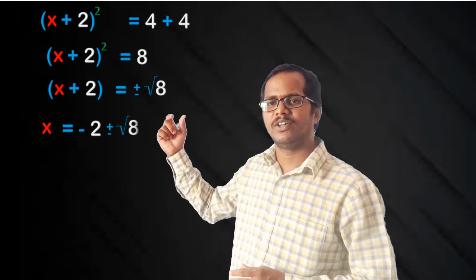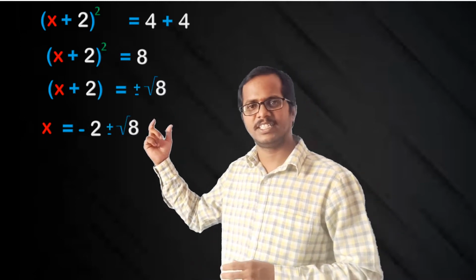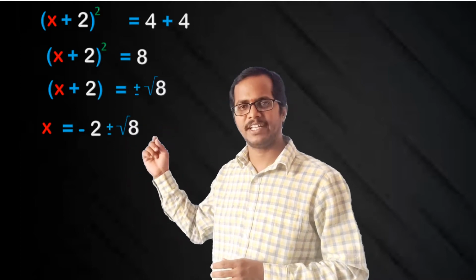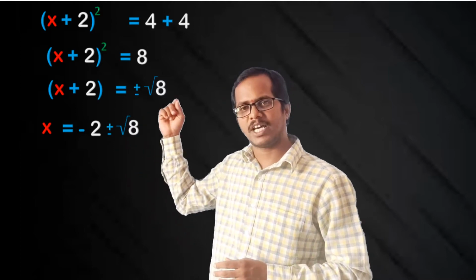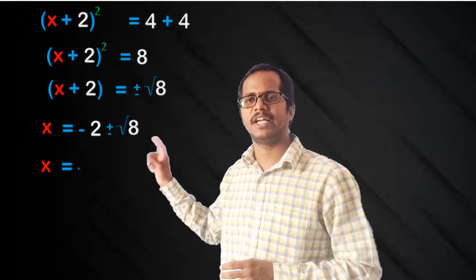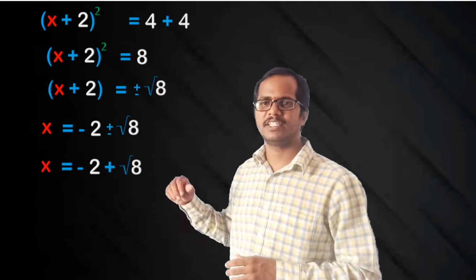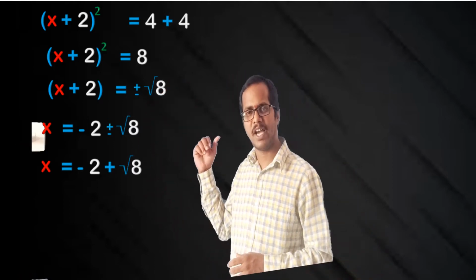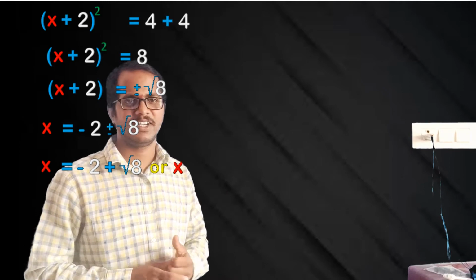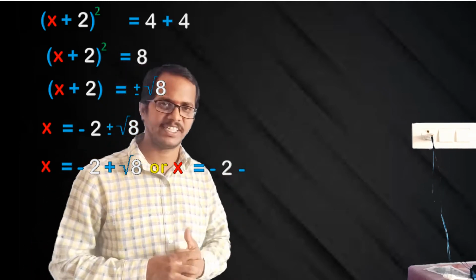So we can take the roots of this x as x equals minus 2 plus or minus square root 8. First take the positive root 8, that is plus root 8. So minus 2 plus root 8 is one of the solutions. And if we take negative root 8, we get the x value as minus 2 minus root 8, which is the second solution of this quadratic equation.